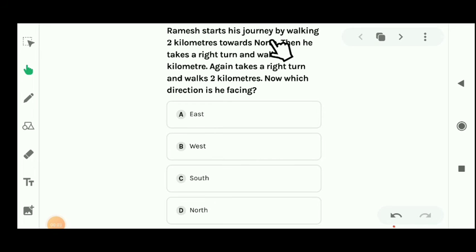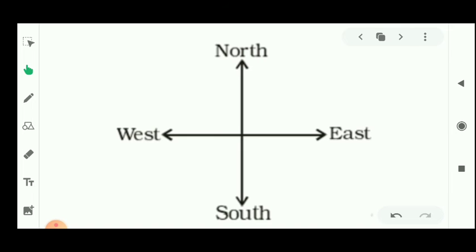Ramesh starts his journey by walking 2 kilometers towards north. Then he takes a right turn and walks 1 kilometer. Again takes a right turn and walks 2 kilometers. Now which direction is he facing? There are 4 options given in this question. Let's see the solution of this question. For the solution of this question, firstly we have to make this direction diagram, students. That means east, west, north, south.